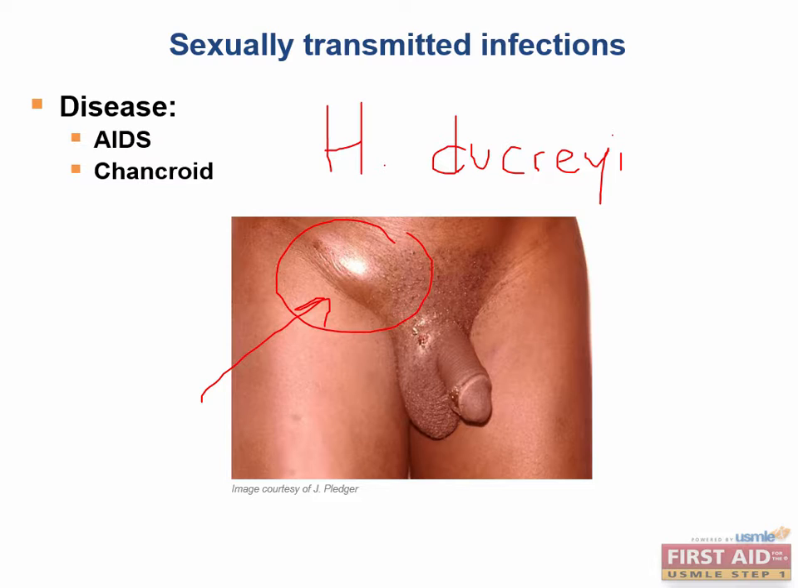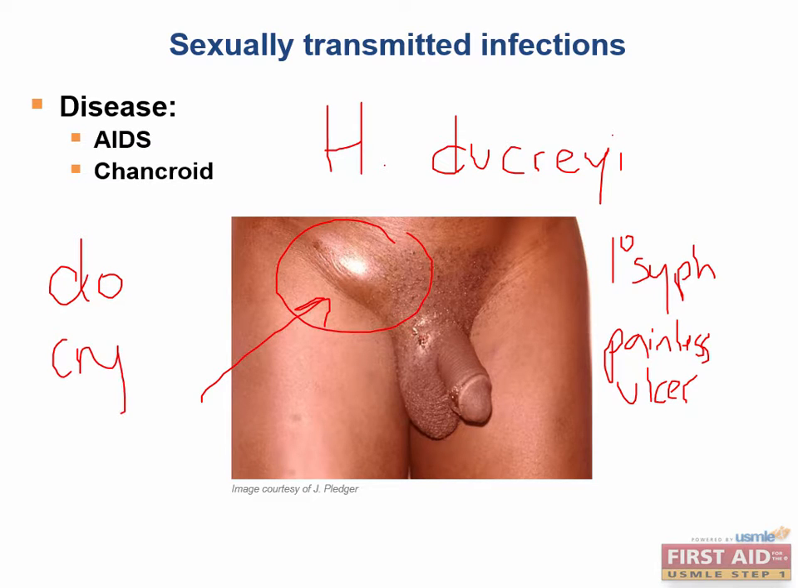If the stem of the question informs you that the ulcer on the penis is painful, it is an important manifestation because it distinguishes it from primary syphilis. Remember, primary syphilis causes a painless ulcer on the penis. A way we can remember this is that chancroid is so painful that the patients do cry "E." That will help you remember that it's caused by Haemophilus ducreyi.